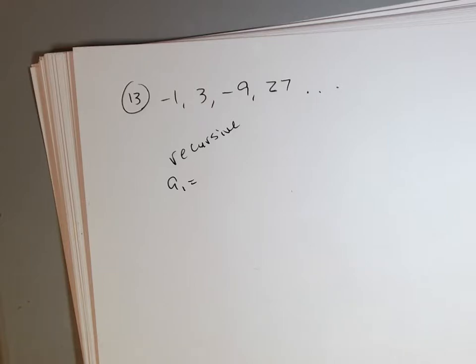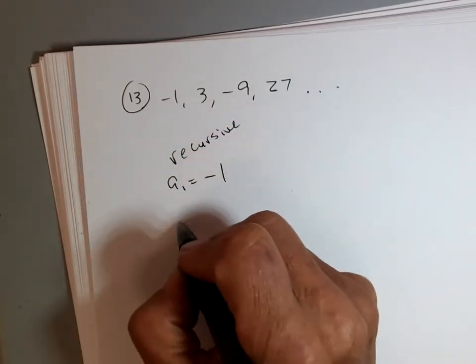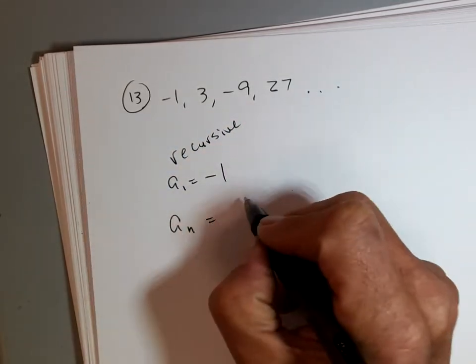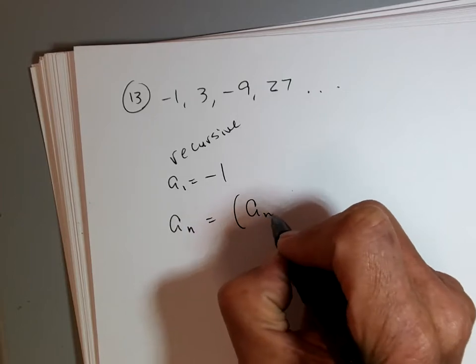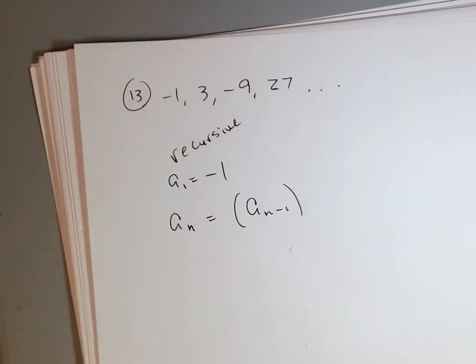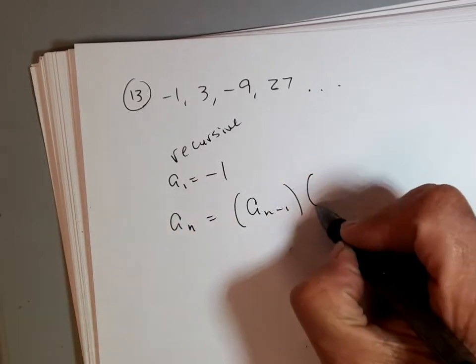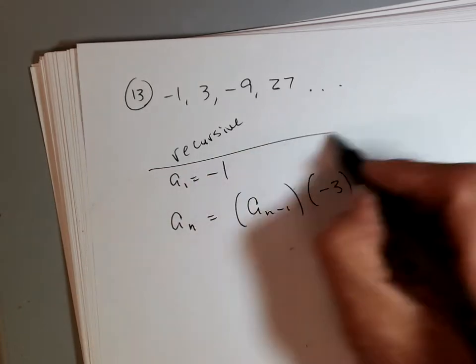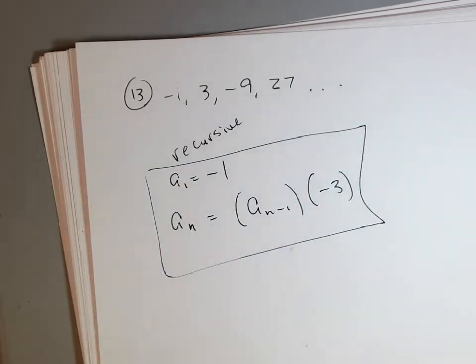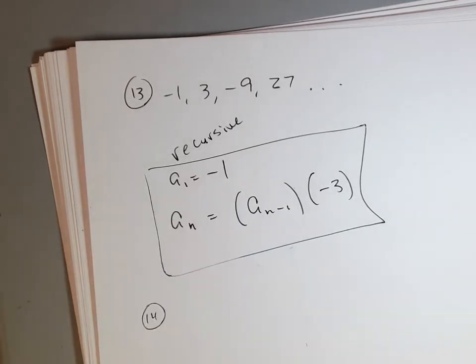So, what's my first term? -1. What am I doing each time? A to the n minus 1. So I'm going to take my previous term, and what am I doing to make the next one? I'm times-ing it by -3. That is my formula. I need both, though. That's it.